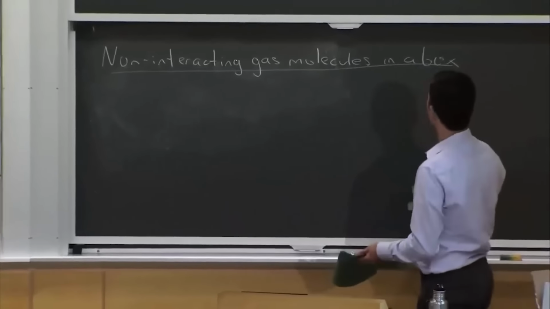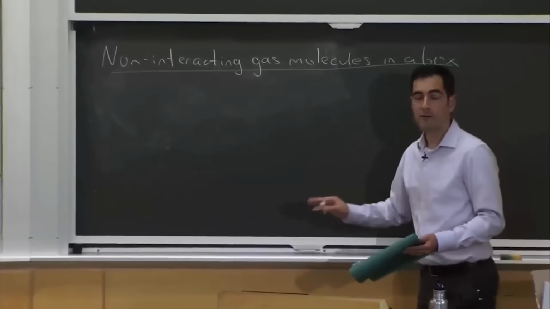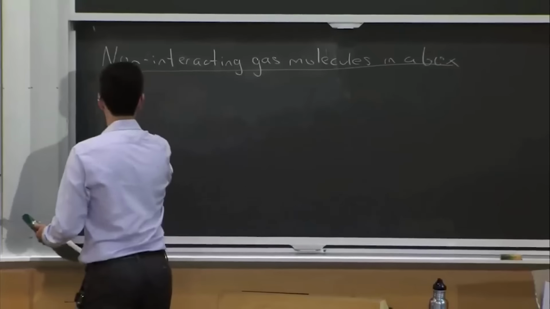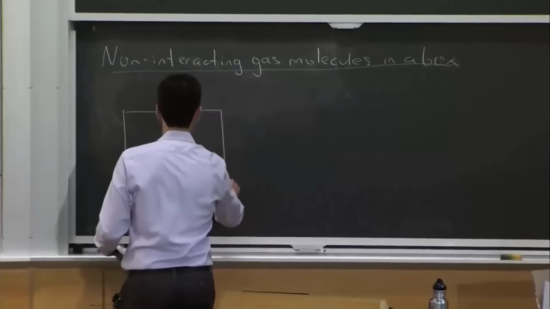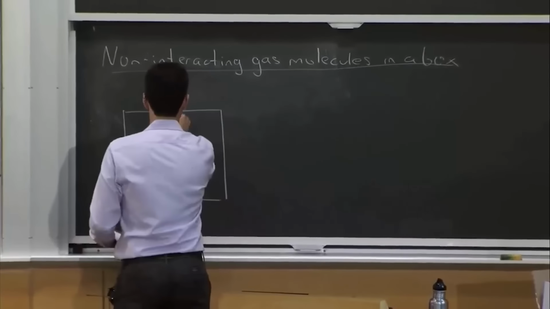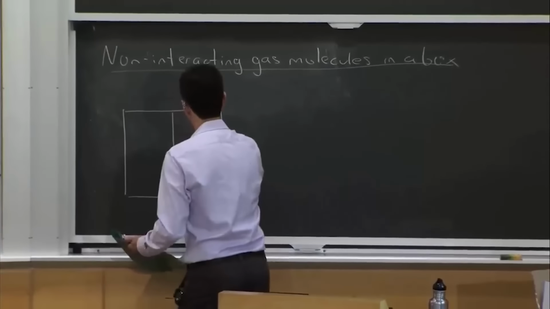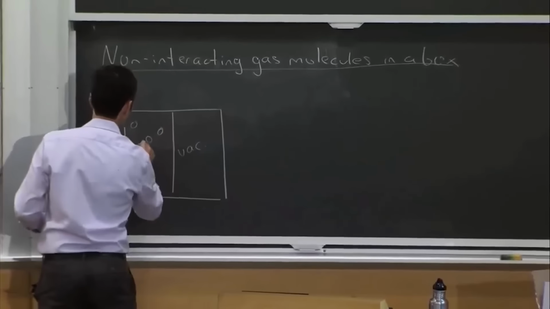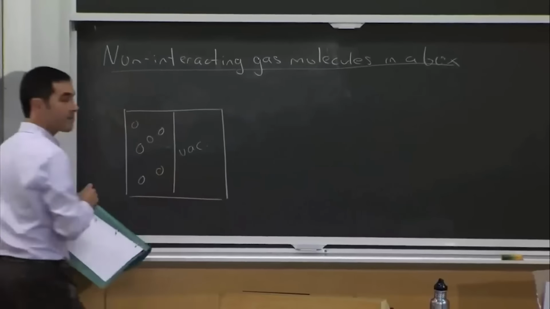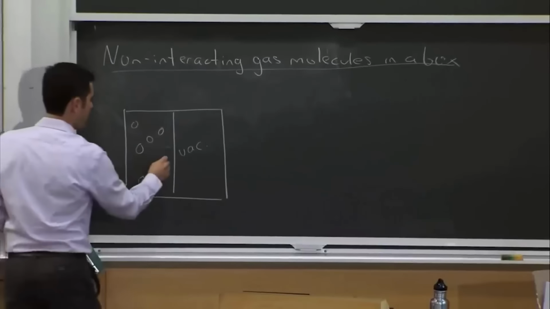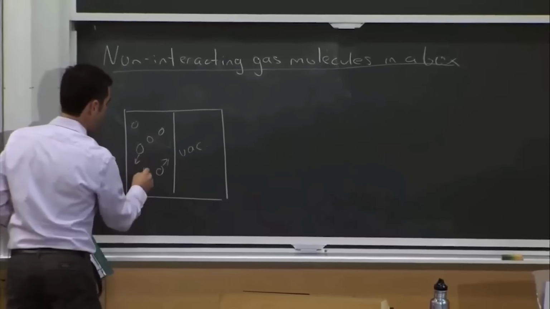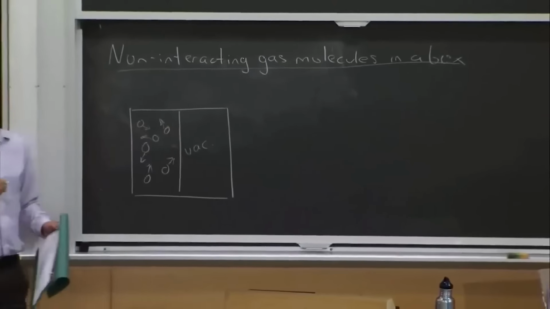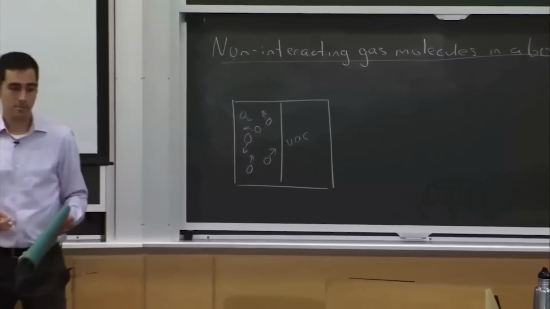So what we're going to do is we're going to draw a cartoon of non-interacting gas molecules in a box. So we're going to start like this. We're going to have a box. And the box has a divider. On the right-hand side is vacuum. And the left-hand side are 6 gas molecules. And I'm going to give them some thermal energy. So they have a finite temperature. They're kind of zooming around. And they don't interact with each other. They just bounce off the walls.